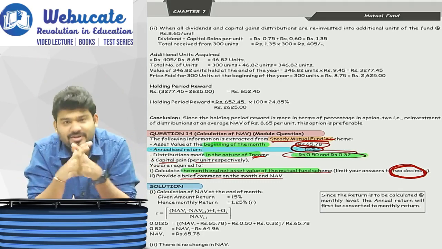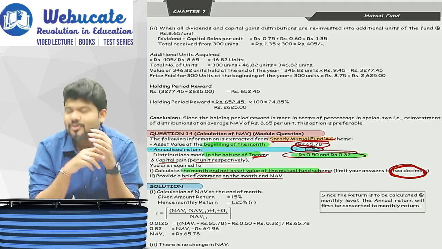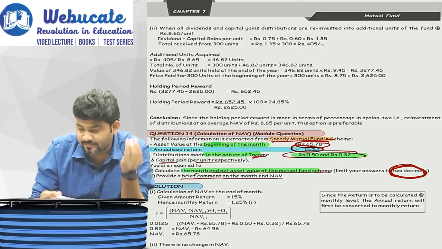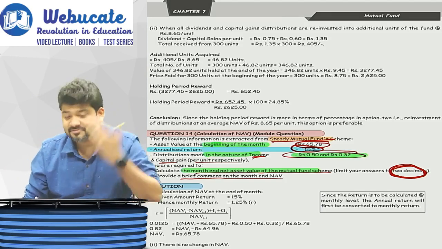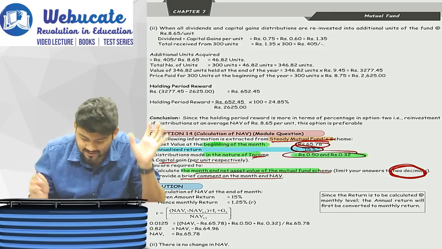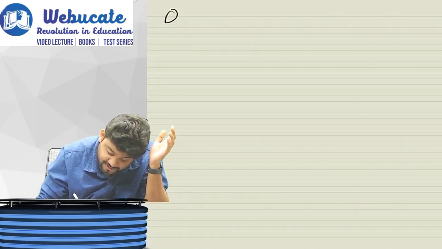If you look at the question, you will easily see that the majority of the things are monthly. So let's bring the annual figure to monthly level. For 12 months, it is 15%. For 1 month, how much? Are we clear, everyone? So here we will start with this question. Pay attention.